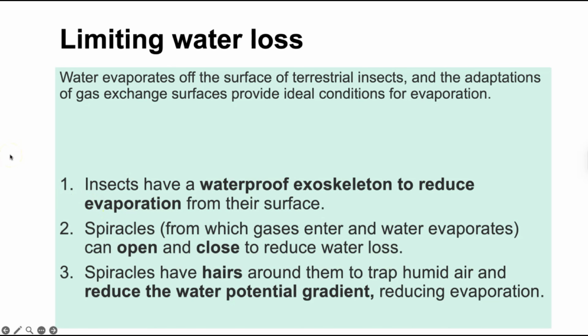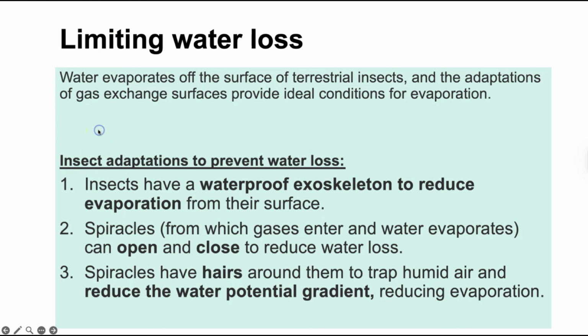Now, when it comes to reducing water loss, in the spec, it says you need to know how terrestrial insects reduce water loss and plants, and you need to know comparisons between the two. So let's have a look at terrestrial insects first of all. Insects have that waterproof exoskeleton, and that prevents evaporation of water across their surface. The spiracles that they have can open and close, and when they close, that prevents water from evaporating out. So that reduces water loss.